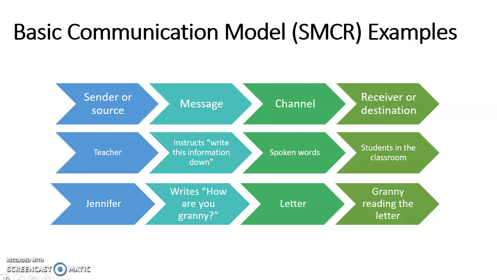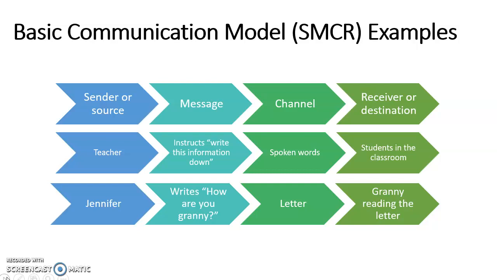So in the teacher example, the feedback that might come is that the students ask, which information, sir? Is it the information on the blackboard, or is it the information in the textbook? Okay, so the limitation with this very basic model is that it's linear, so it only goes in one direction and it doesn't allow for feedback. And in fact, for effective communication to happen, we need to have feedback.